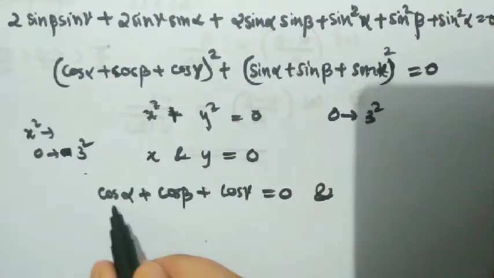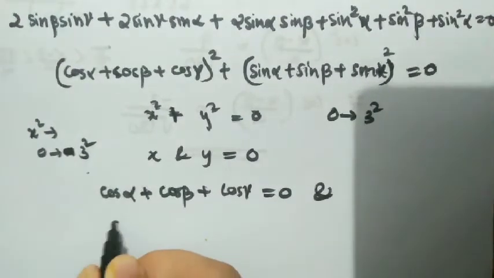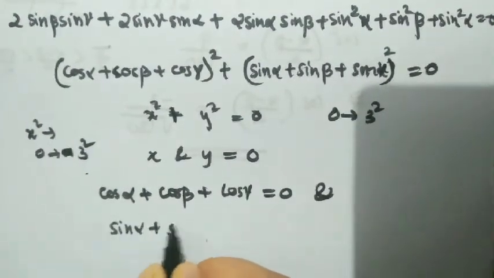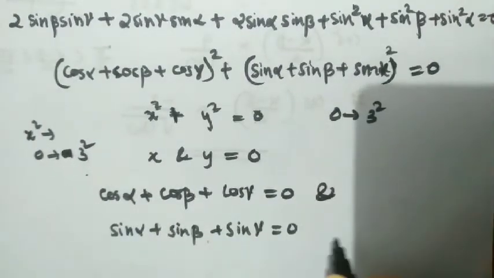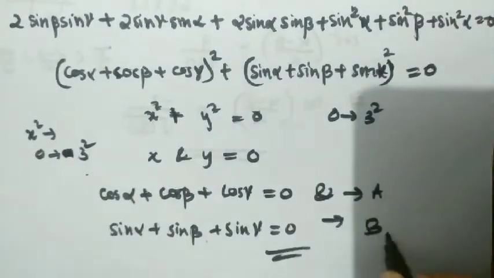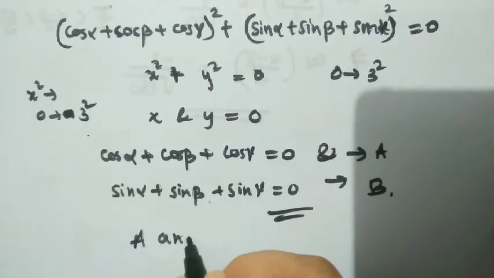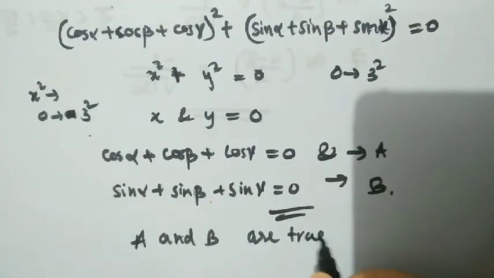So my x, cos alpha plus cos beta plus cos gamma, is 0, and my y, sin alpha plus sin beta plus sin gamma, is also 0. So we proved that this was condition A in the problem and this was condition B in the problem. So both condition A and condition B are true. This is the correct answer.